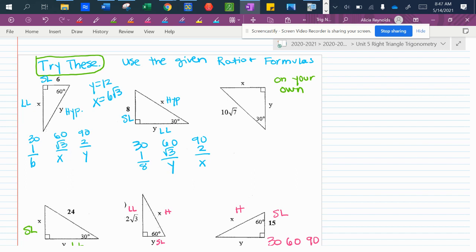Yeah, so the very last page of the packet. Again, this is just the first 2 lessons of Unit 5. We'll get the other part of our packet next week. So we've still got, we'll do a little bit more with the special right triangles, and then trig ratios and angle of elevation and depression. So I need to put this somewhere.